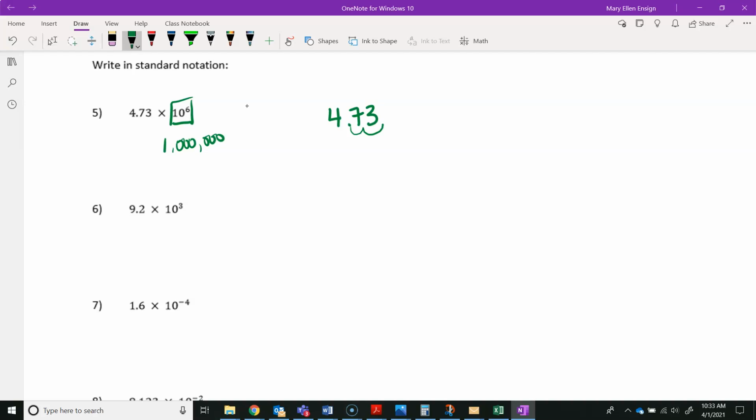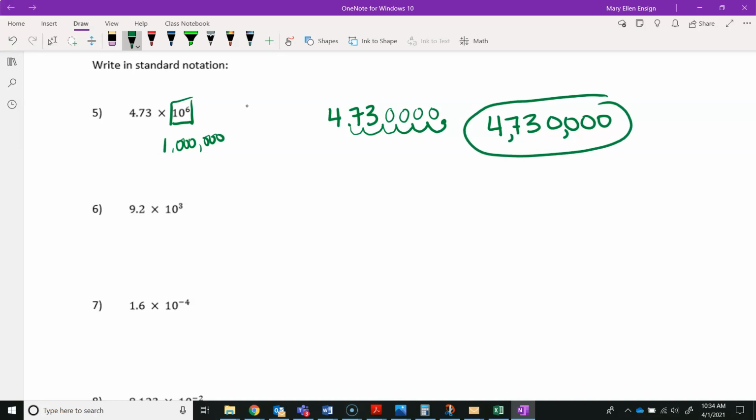Okay. Now, when I get to here, I've run out of numbers, but I still need to move my decimal the rest of the way. So 1, 2, 3, 4, 5, 6. Those empty places fill in with zeros. So to clean this up, I have 4, 7, 3, and 4 zeros. I put in my commas from the right-hand side, and I get 4,730,000. Right? 4 times a million is 4 million.